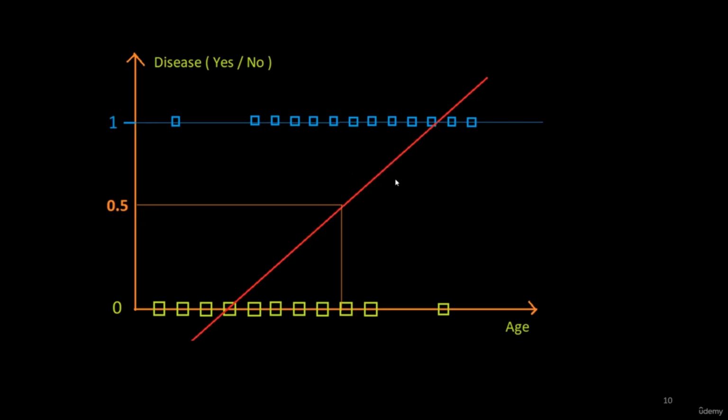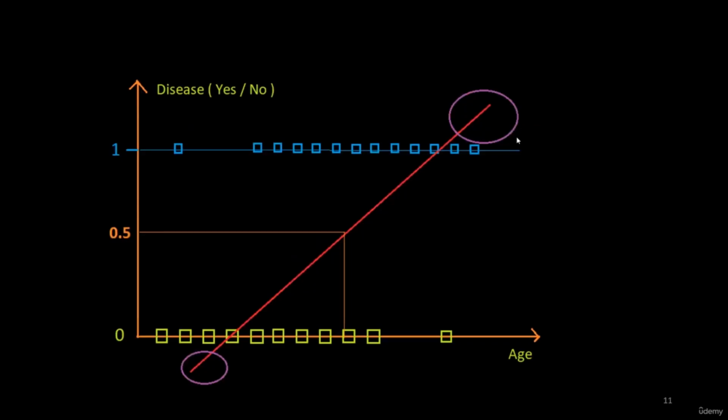So what is happening here? We can say that around 50% of the time this line is doing well. That is, the accuracy of this regression model is 50% when we use it for classification. It is performing about 50% correct classification and approximately 50% misclassification.